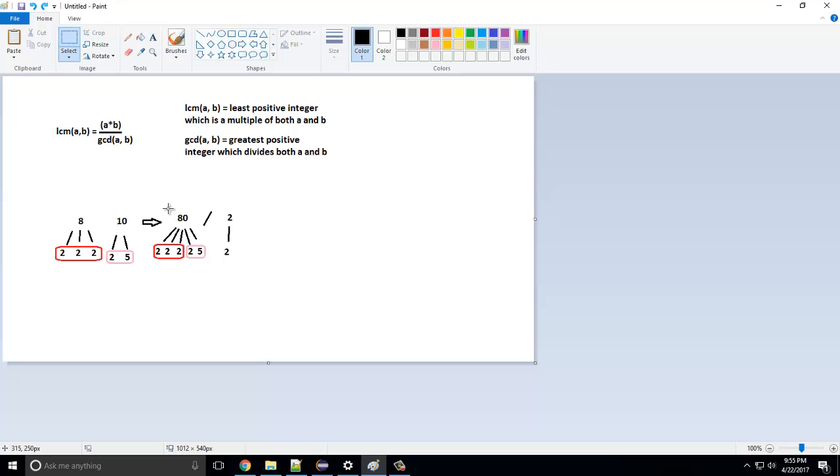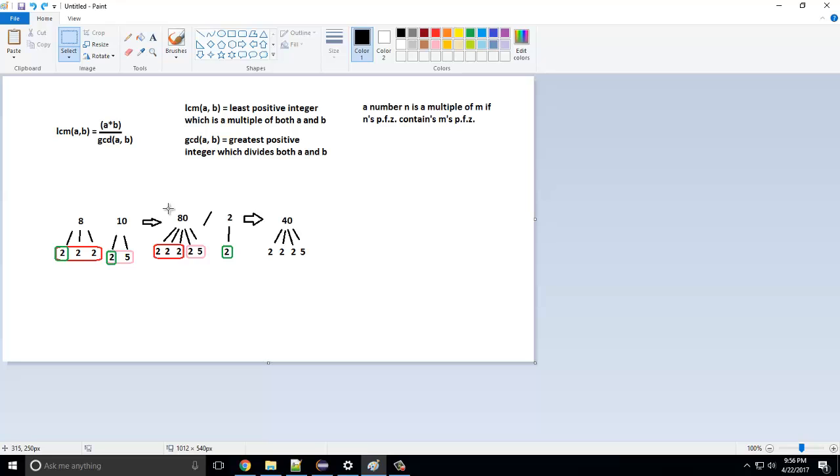The greatest common divisor, we can see, is the common parts of our two numbers. 8 and 10 both have just a single 2 in common. 8 has more 2's, but 10 doesn't have more 2's, so we only include one of them. And the 5 isn't a part of 8, so we won't include that either. So that's how we get the bottom part of our fraction. We just take the common parts of the prime factorization, and that is the largest number that will divide both of our numbers. And so this result, 40, we can see is a multiple of 8 and 10.